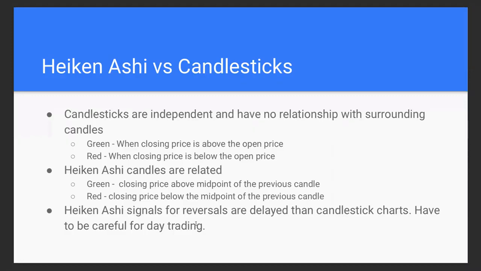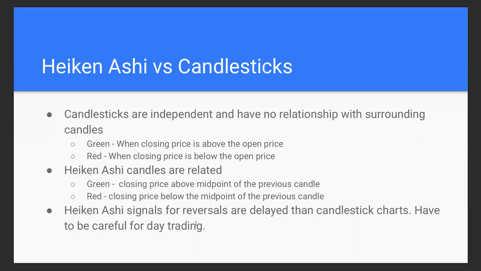Now, Heiken Ashi candles are related, as I showed you. It depends on the previous candle. If you are on the daily chart, it's dependent on the previous daily bar. If it is on a weekly chart, it is dependent on the previous weekly. It is available on all time frames. A Heiken Ashi candle will be green when the closing price is above the midpoint of the previous candle. This is very critical, guys.